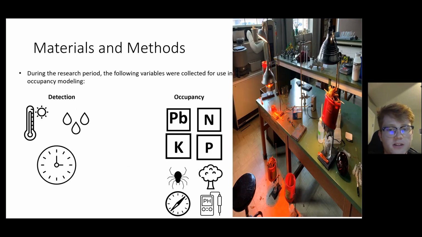During the research period, the following variables were collected for use in occupancy modeling. For detection, I collected temperature, precipitation, and time. And for occupancy, I performed soil tests that tested for lead, nitrogen, potassium, and phosphorus. I also recorded canopy cover, pH, aspect, and I also tested for arthropod density. You can see the figure on the right shows how I did that using a Berlese funnel.